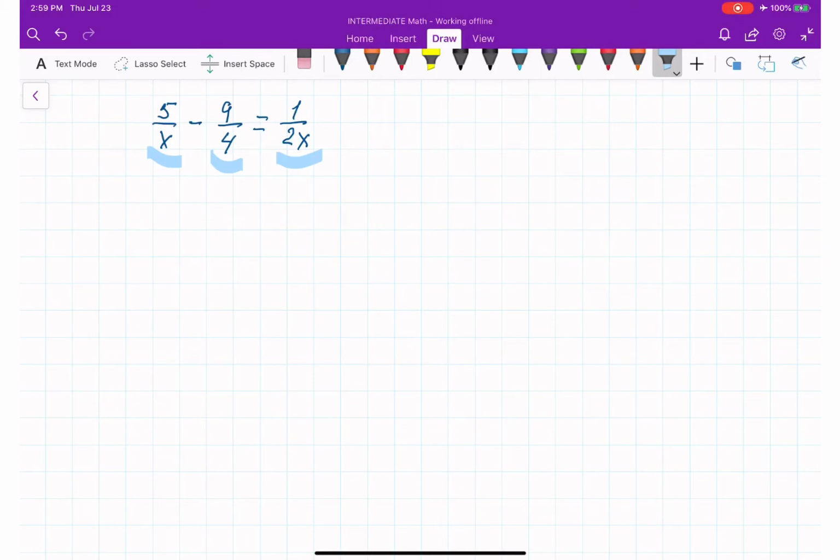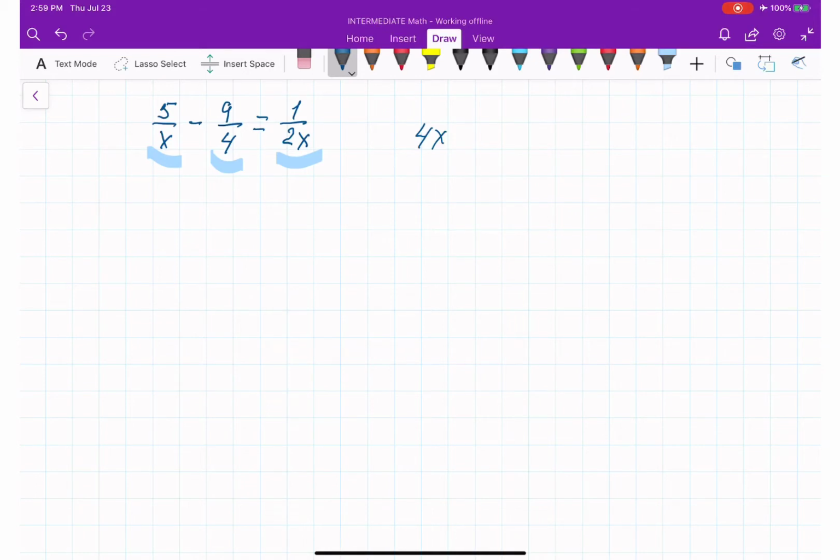So for x, 4 and 2x, the common denominator is going to be 4 between numbers 4 and 2. It's going to be 4, right? Because 4 you can divide by 4 and you can divide by 2, correct? And we have x, 1x, so it's going to be attached to it, 4x.